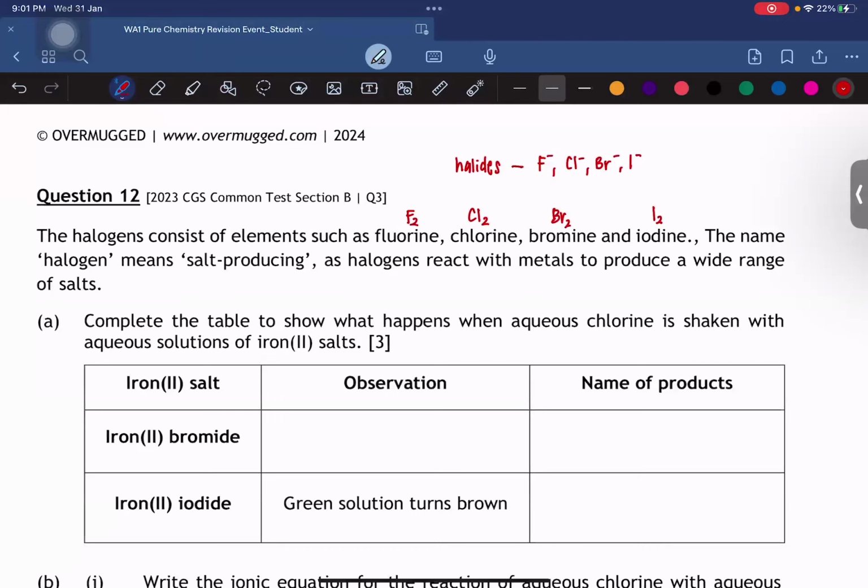So who knows, maybe one of you guys will be a Nobel Prize winner. Remember to credit me because I gave you guys the idea. Okay? You will be the next Oppenheimer, but probably you'll call yourself the fluoride or something. I don't know. Okay. Anyways, let's move on.